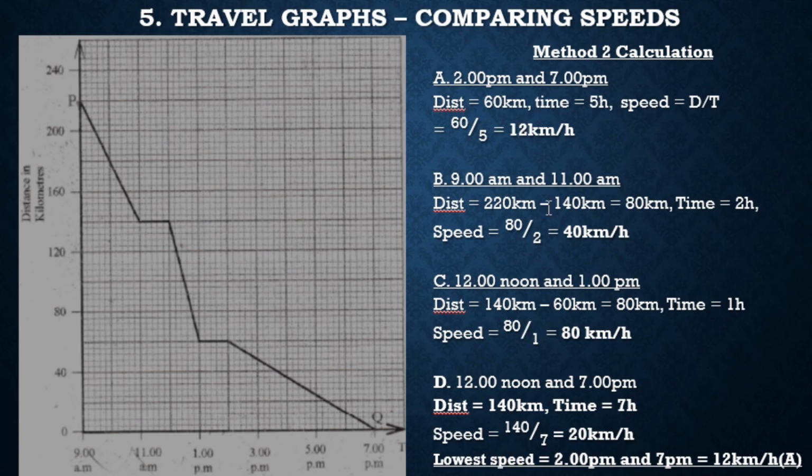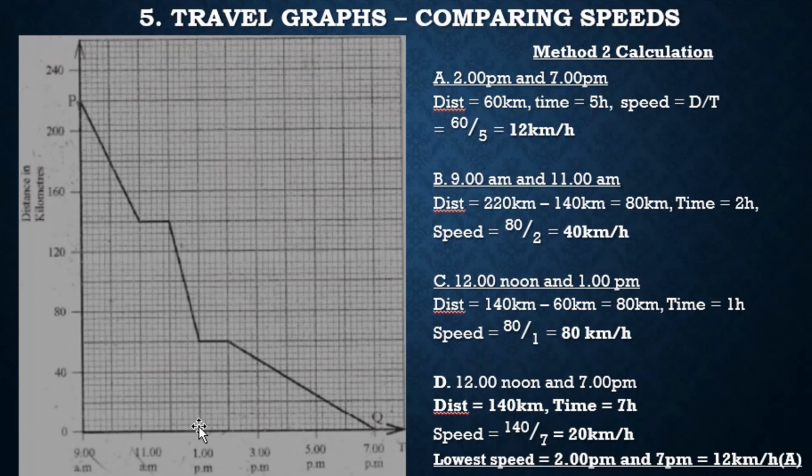It is higher than A. We move to C. 12 noon. 12 noon is here to 1 p.m. This is the slope we are talking about, this slope here. So the distance is starting at 140 and the slope ends at 60. So 140 minus 60 is 80 kilometers. Then the slope's time, it starts at 12 noon and ends at 1 p.m. The slope ends here. So that is 1 hour.